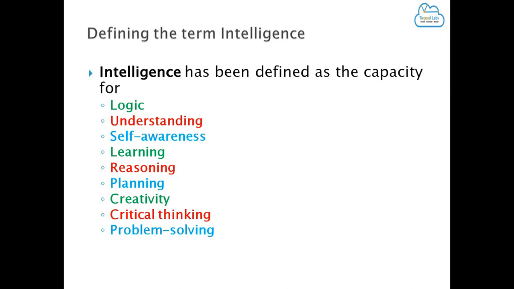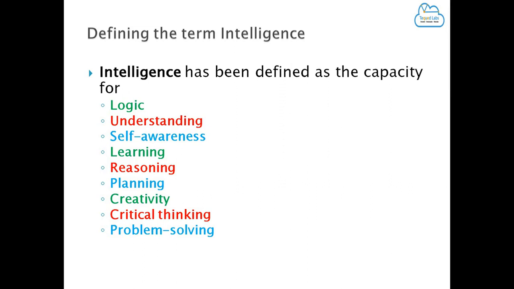The actual definition of intelligence is the capacity for logic, understanding, self-awareness, learning, reasoning, planning, creativity, critical thinking, and problem solving. So what is logic? Applying logic in the particular problem solving skill. Understanding is knowing what the problem is. Self-awareness is making yourself aware of the entire surroundings and the entire problem. Learning is being able to learn something from previous experiences. Reasoning is why so and so things are happening, or how to solve those things.